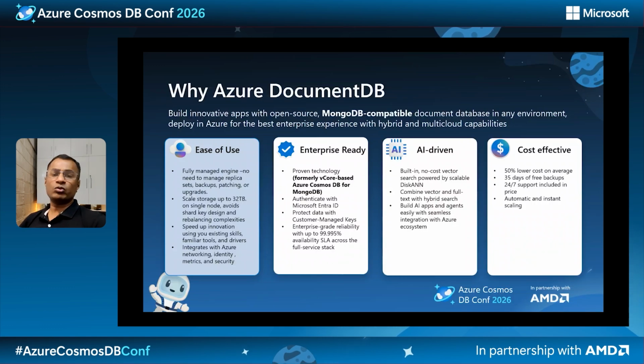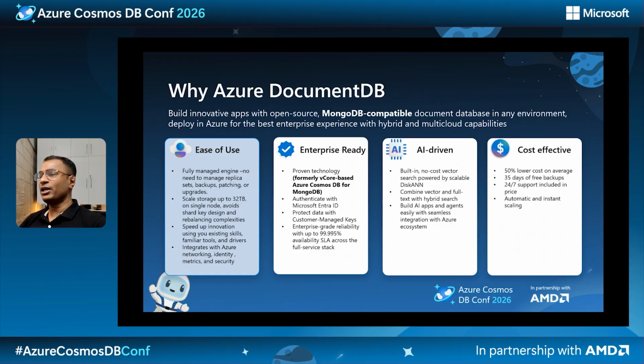Let's look at some reasons why you would prefer Azure DocumentDB. Since it's a fully managed offering, you can concentrate on your app instead of management and admin activity. Since DocumentDB can have up to 32 terabytes disk, sharding becomes an optional topic and only used in very high traffic scenarios.